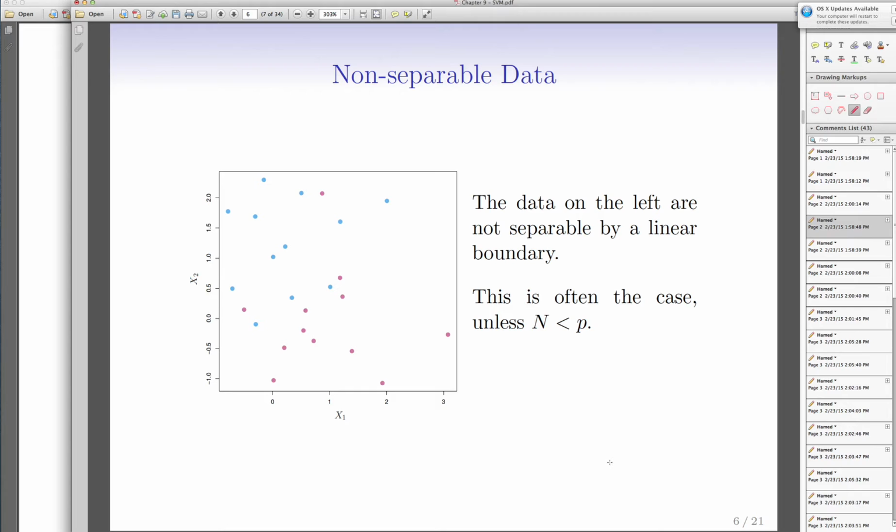But what will happen if we have non-separable data? What can we do about that? How can we deal with such a problem? Because there is no affine line that can separate them completely.